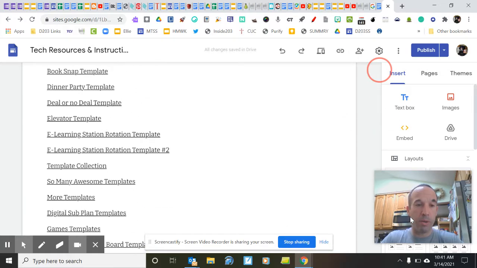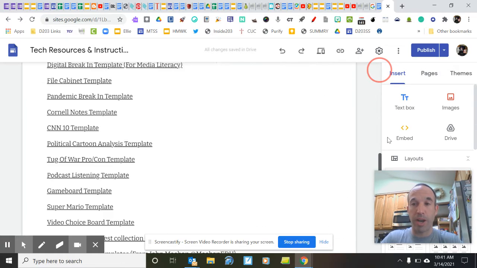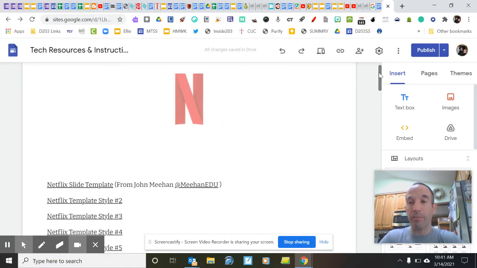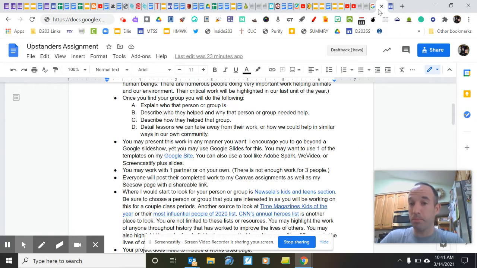So these are all the templates, and I keep adding to them all the time. So maybe even by the time you get to the creation phase, there might be a new one on there. If you don't want to use a Google Slide template, you can use any other tech tool. You can use Adobe Spark, which you guys created many great projects with your human rights violation project. You can use WeVideo. You can use Screencastify plus slides. I prefer if you're going to screencast, have slides to accompany it as opposed to you sitting in front of your camera just talking at us.